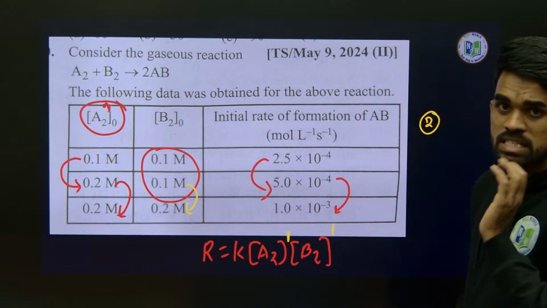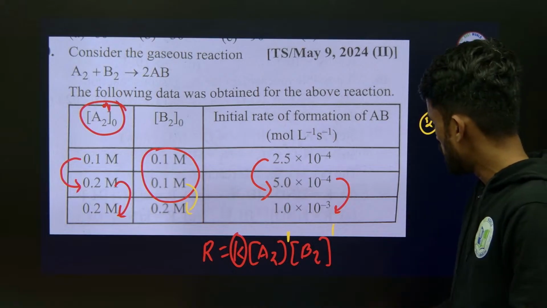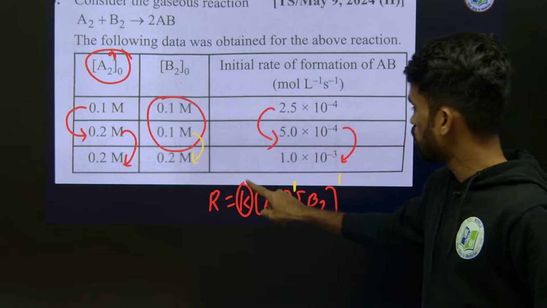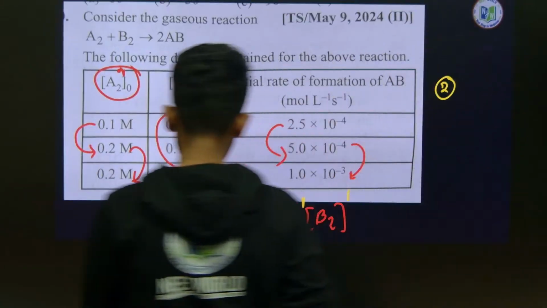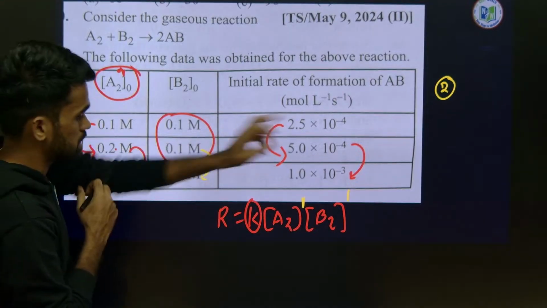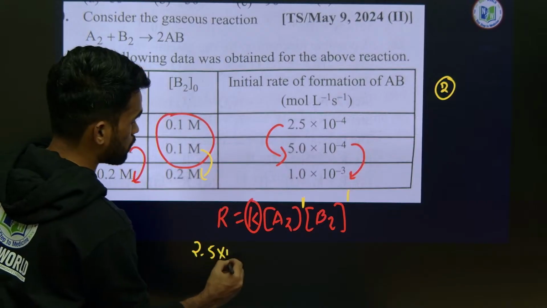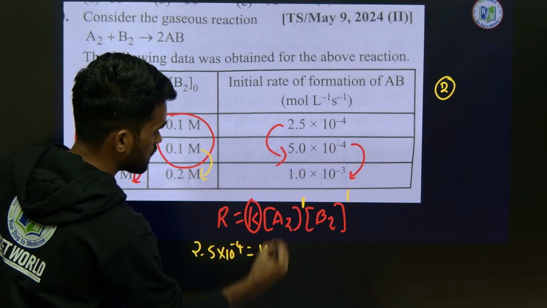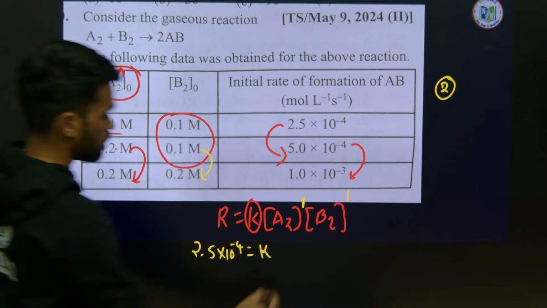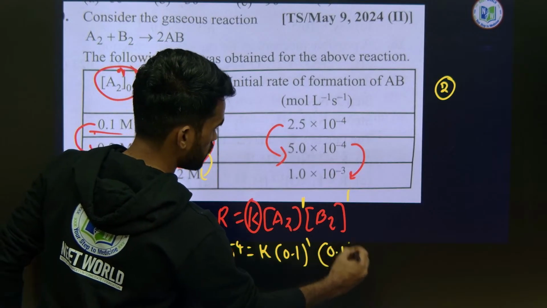And now in the same question, what if they ask this rate constant? Very simple. Substitute any of this data given in this particular equation, you will get this K value. So try to do this once. So let us take this first data, because it is relatively easy to calculate. So you can take 2.5 into 10 power minus 4 is the rate. I want rate constant K, where A concentration is given as 0.1 to the power 1 and B2 concentration is also 0.1 to the power 1.